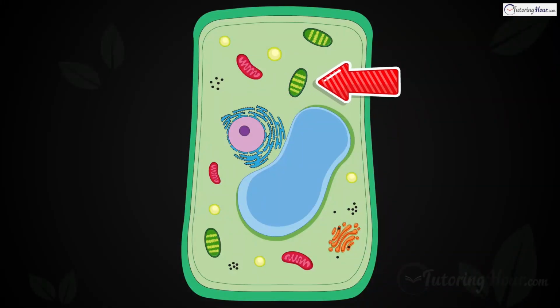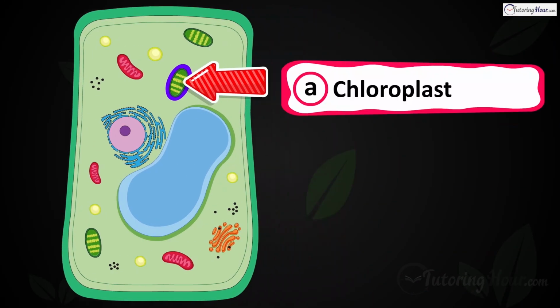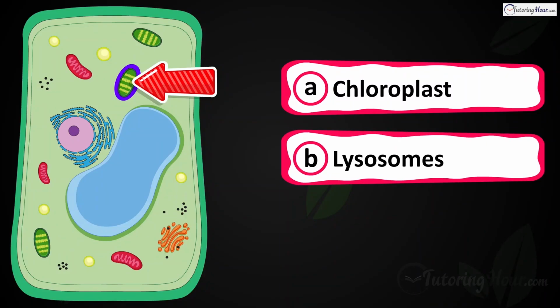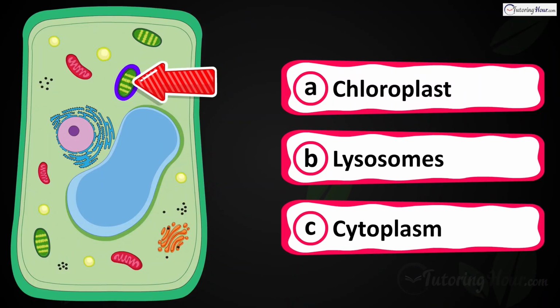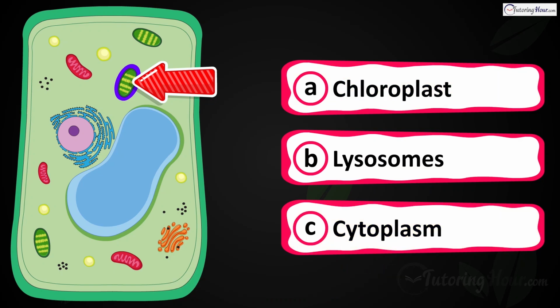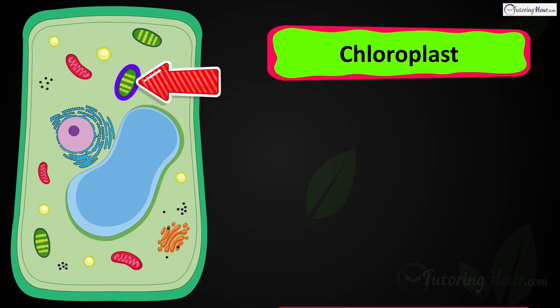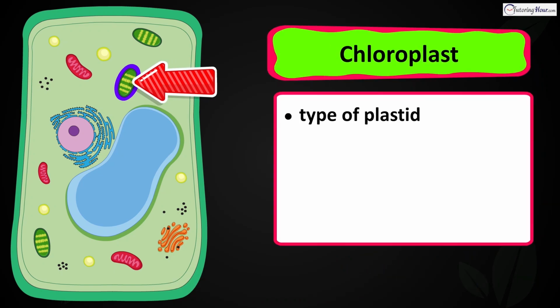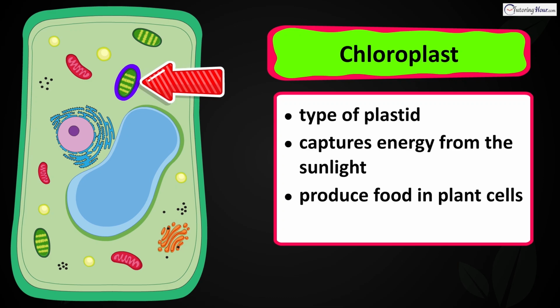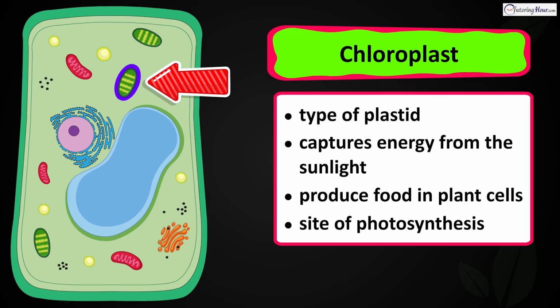Can you identify the highlighted part in the cell? Is it A, chloroplast, B, lysosomes, or C, cytoplasm? The correct answer is the chloroplast. It is a type of plastid. It captures energy from the sunlight and uses it to produce food in plant cells, making it the site of photosynthesis.